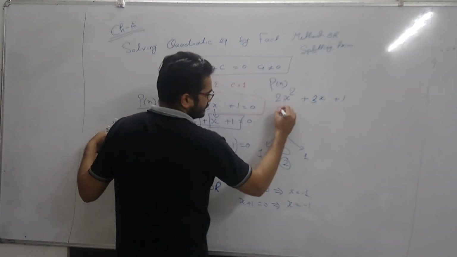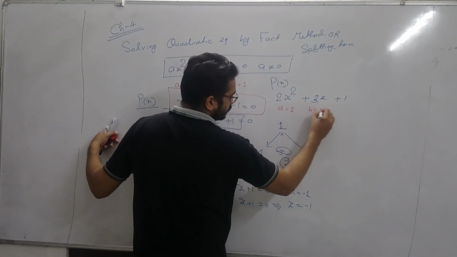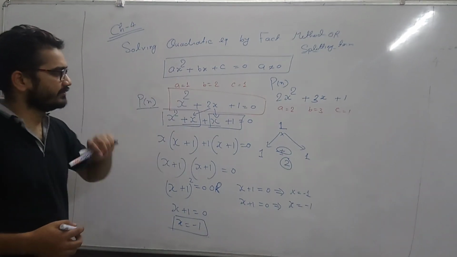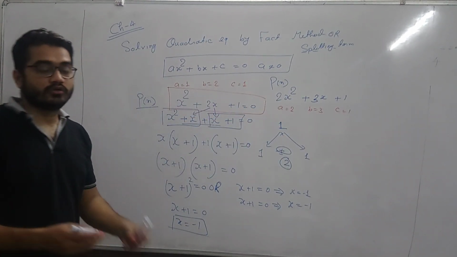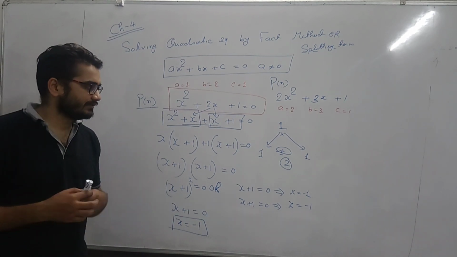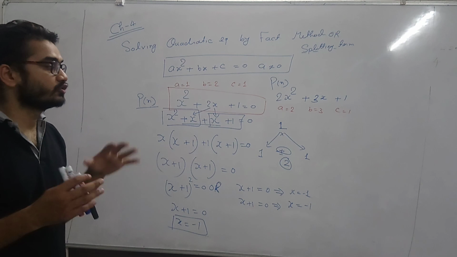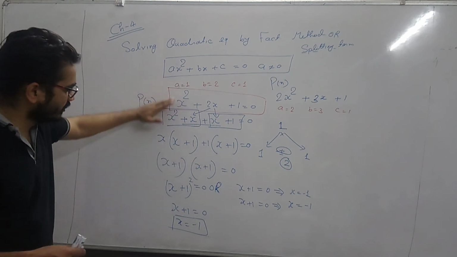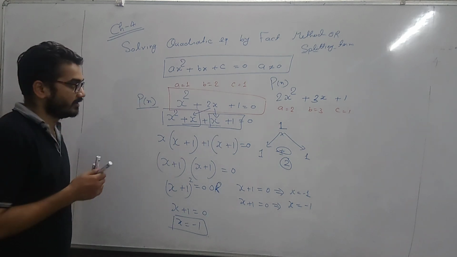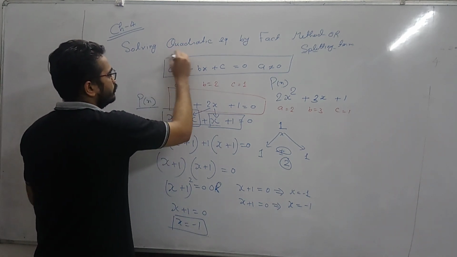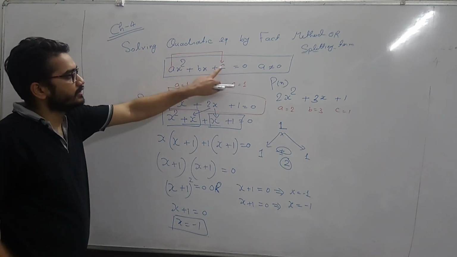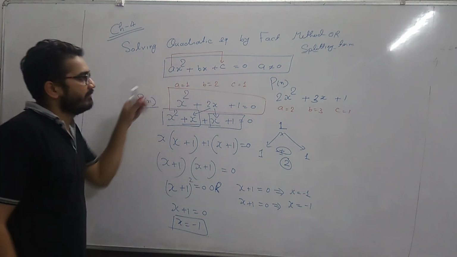Similarly for here, A is equal to 2, B is equal to 3, and C is equal to 1. Now as you can see, here A was 1 and here A is 2. Now how to deal with that 2? Let me tell you the actual method to solve this equation. First of all, this A goes to the C and multiplies together and makes AC.